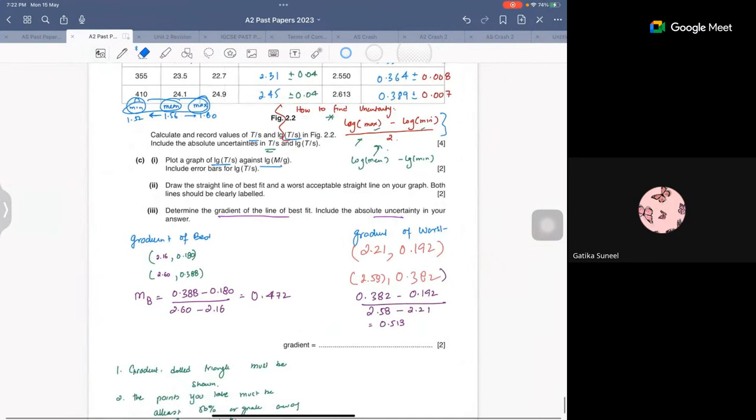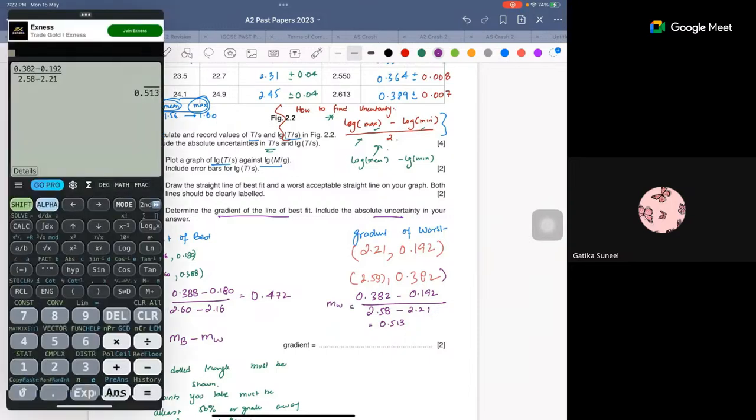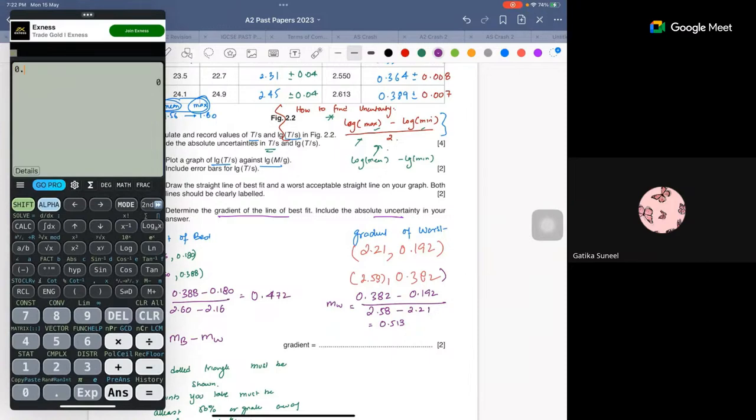Now, to find the uncertainty in gradient, you have to subtract the best minus the worst. So that's how you get the answer for uncertainty. Let's do that: 0.513 minus 0.472 gives you something like 0.04. You write it always in one significant figure. That's when uncertainty really plays a role.